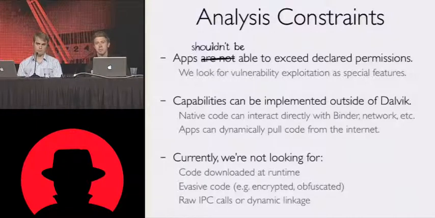If code is basically encrypting itself or modifying itself in some way, the analysis we're doing right now is not looking for that. Also, raw IPC calls. So if you're hitting binder directly, that's not in the heuristics we're looking at today. We're looking at the vast majority of apps who use the Android framework and are interacting with it. And of course, as we kind of move on into the future, there will be a near infinite amount of work to get more insight into bad things that are happening.